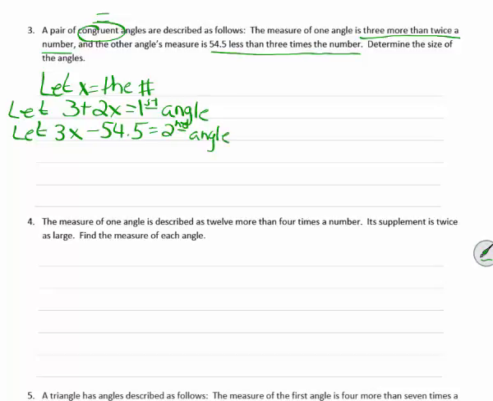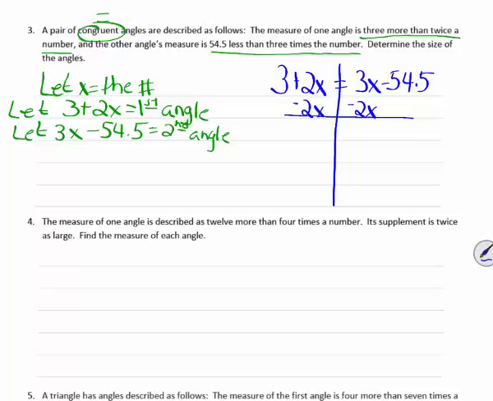All right, now what do I know? I know that they're congruent to each other. So that means 3 plus 2x has to equal 3x minus 54.5. I don't have any parentheses. I don't have any like terms. I do have variables on both sides. So I'm going to choose to subtract 2x. So 3 equals x minus 54.5. Add 54.5, which is going to give me 57.5 equals x.